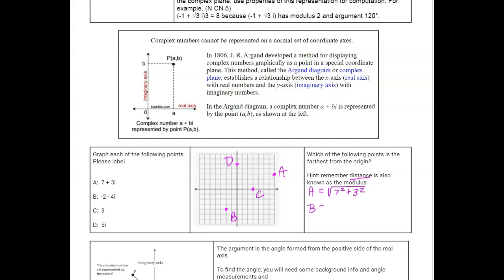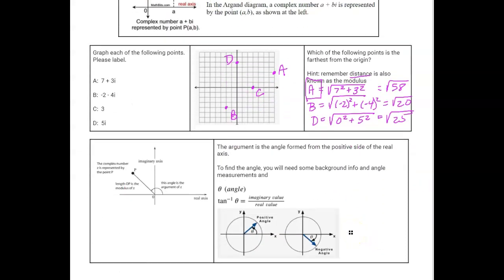B is -2 squared plus -4 squared. And C, we said nah. And then D, 0 and 5. So what do we have here? 49 plus 9, 4 plus 16, and 25. So obviously A is the winner. And you might have guessed that by looking, but that's how we would actually find out and justify it.